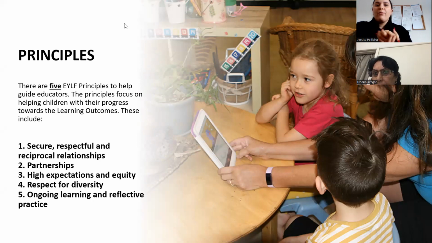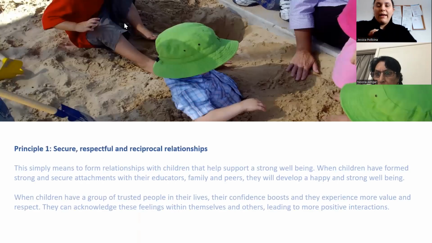Okay, so the 5 principles are: 1, secure, respectful, and reciprocal relationships. 2, partnerships. 3, high expectations and equity. 4, respect for diversity. And 5, ongoing learning and reflective practice. So again, I'm not going to read word for word for this. I'm going to just briefly explain it in my terms.